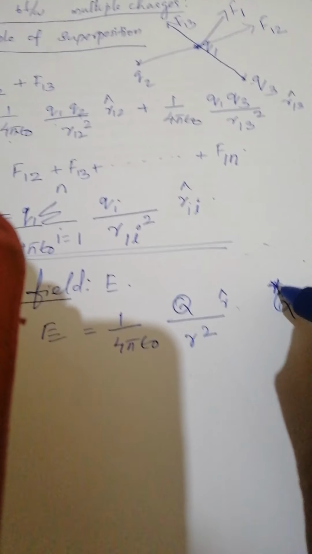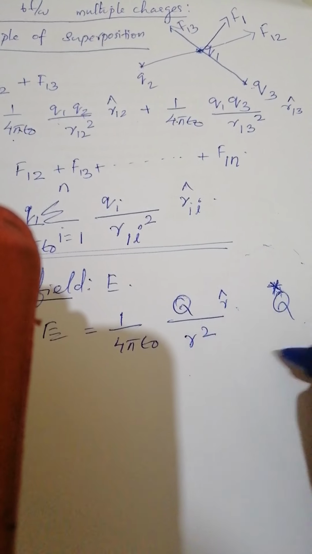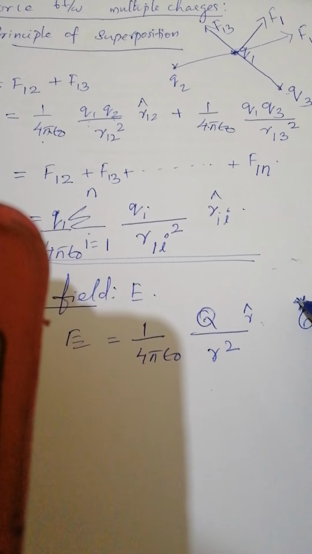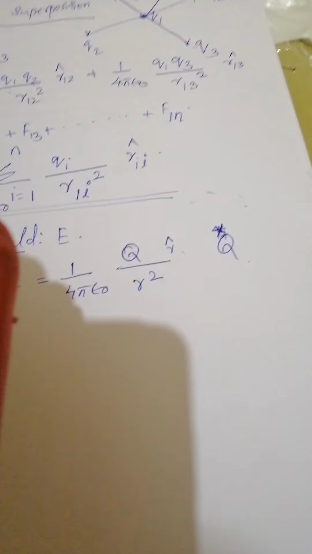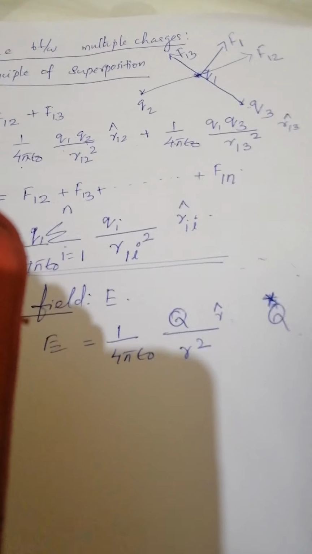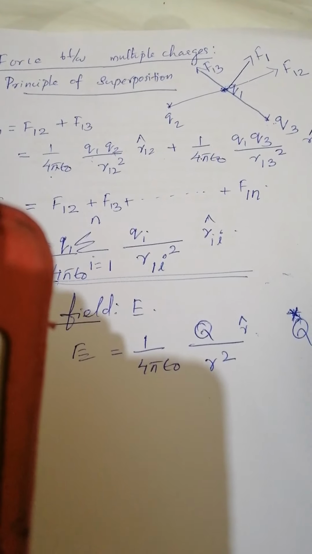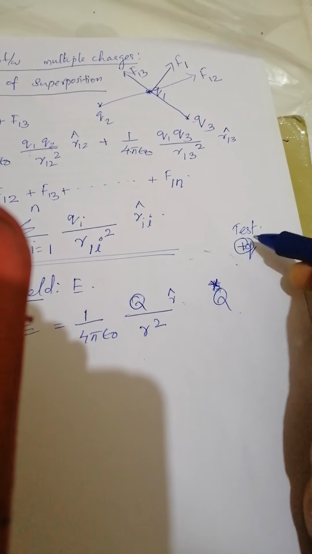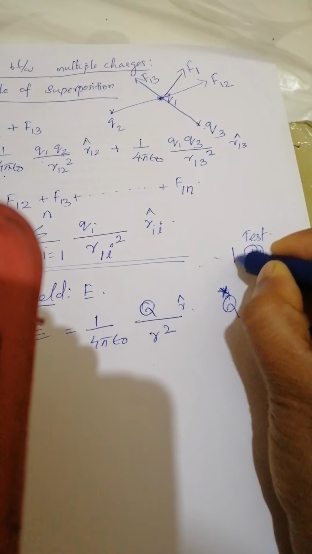Consider this charge Q. Around it an electric field will be there. Electric field will vary according to R, so at different distances the electric field will be different. So let us put a positive test charge, plus q, here in this electric field. This test charge will experience a force due to this electric field. So how can we define electric field at this point P?